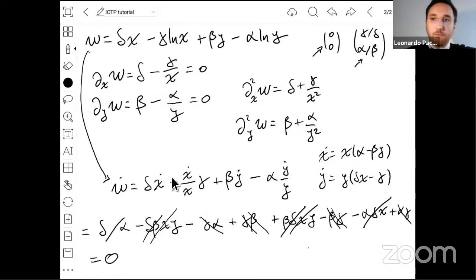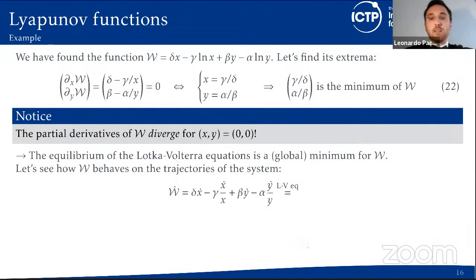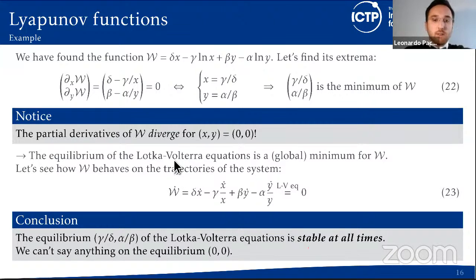Now, we could have guessed that from the fact that we know that W is a conserved quantity of the system, but still, we have computed this explicitly. So if we look at the definitions that I've given you before in the Liapunov theorem, what we have now is that the non-trivial equilibrium of the Lotka-Volterra system is actually stable at all times. Again, remember that we can't say anything in this case on the origin, because this function here is not defined for x and y equal to 0. Is everything clear for now? Are there any questions?